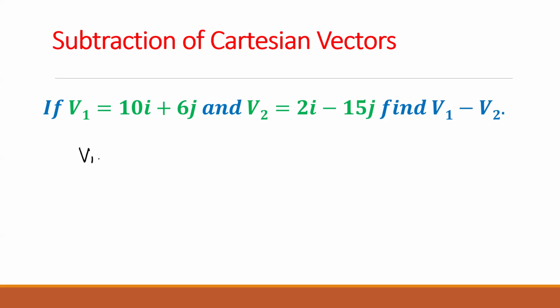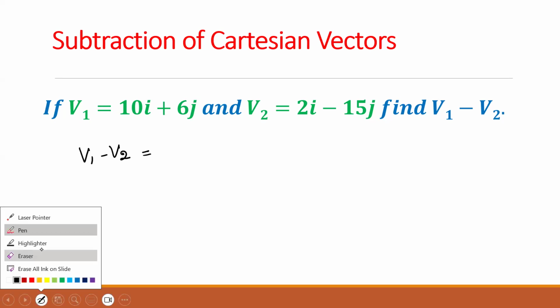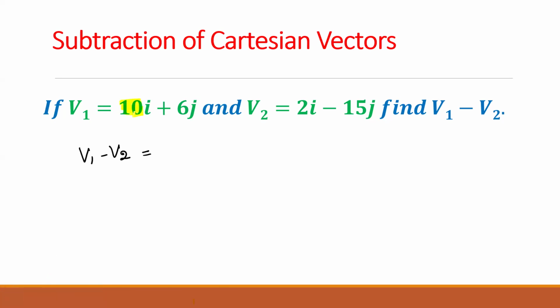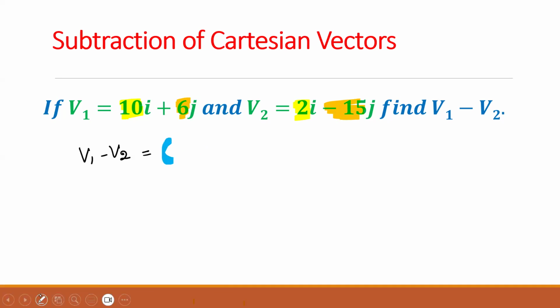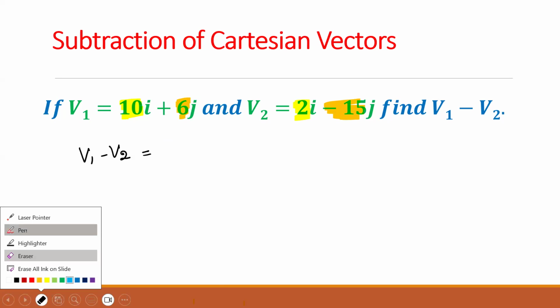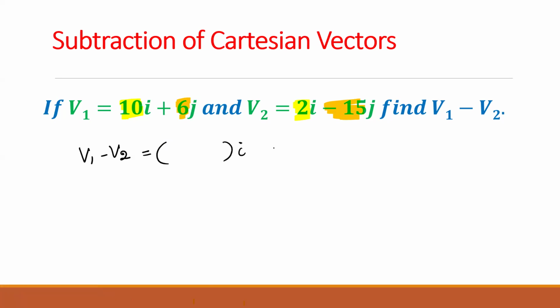So how do we do V1 minus V2? So what we do is, these are the X components. So I'm going to highlight the X components. So these are the X components. You do the X component minus the X component separately and the Y component minus the Y component separately. Then you get something times i plus something times j.